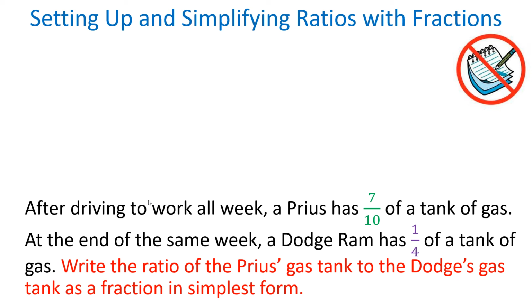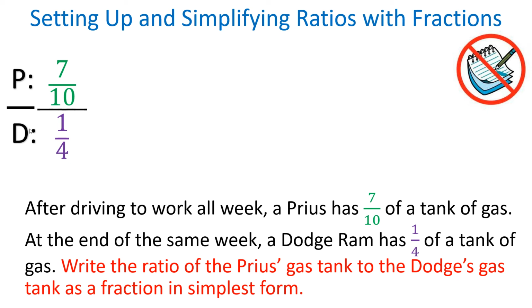This one is not on the notes page, but it's an example so you can see how to set these up. After driving to work all week, a Prius has 7/10 of a tank of gas. At the end of the same week, a Dodge Ram has 1/4 tank of gas. Write the ratio of the Prius's gas tank to the Dodge's gas tank as a fraction in simplest form. So first thing, it's asking for the Prius and then the Dodge. So we're going to have Prius over the Dodge ratio. So that'll be 7/10 over 1/4.